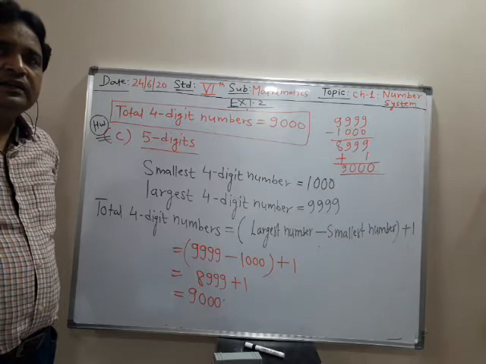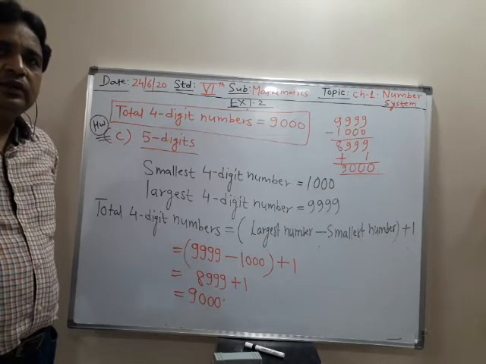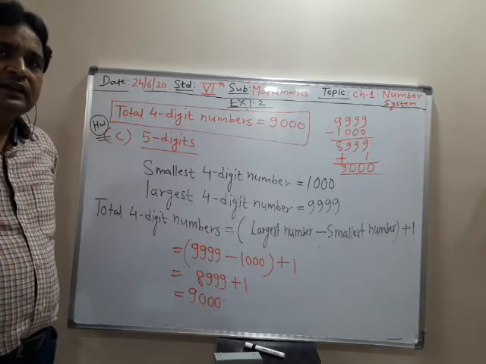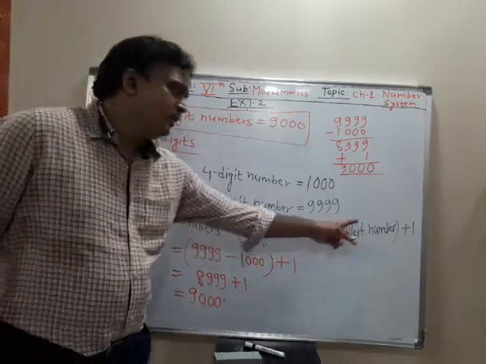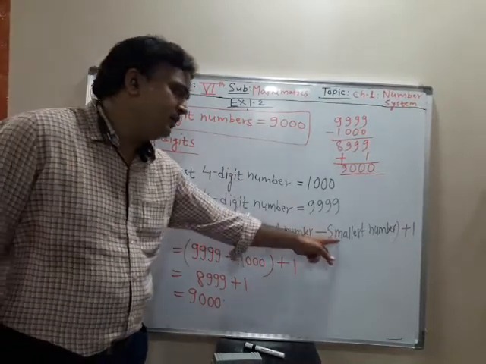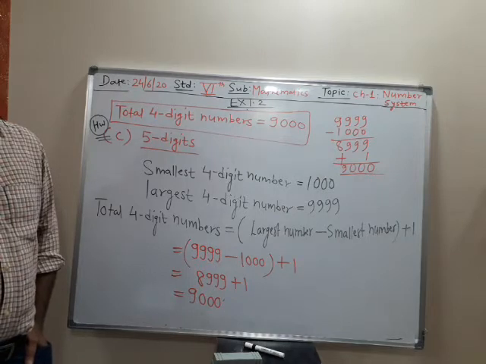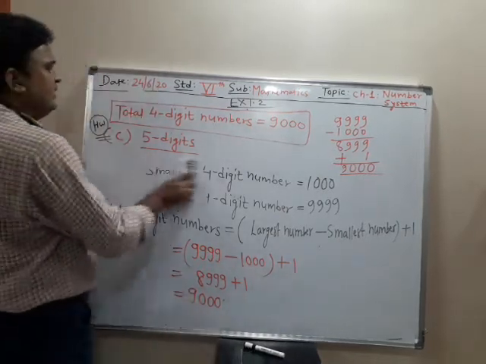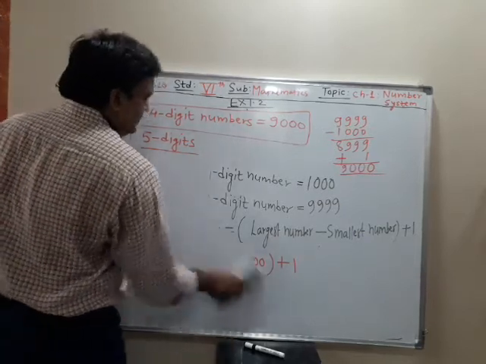Then you will find the largest 5-digit number. Then to find the total number of 5-digit numbers, the formula you will use is largest number minus smallest number in brackets, then plus 1. Largest number minus smallest number plus 1. In that way you will simplify and get the total number of 5-digit numbers. Now let us move to the next question.